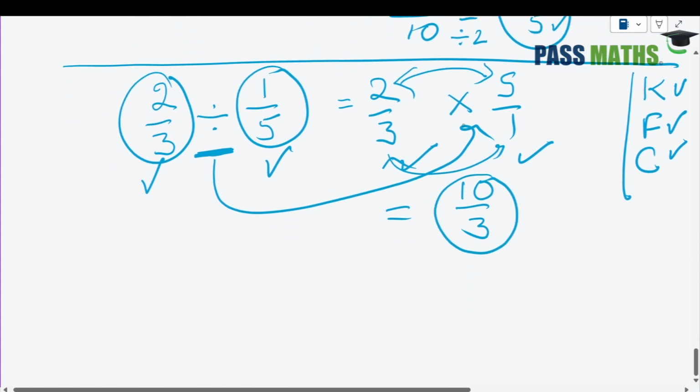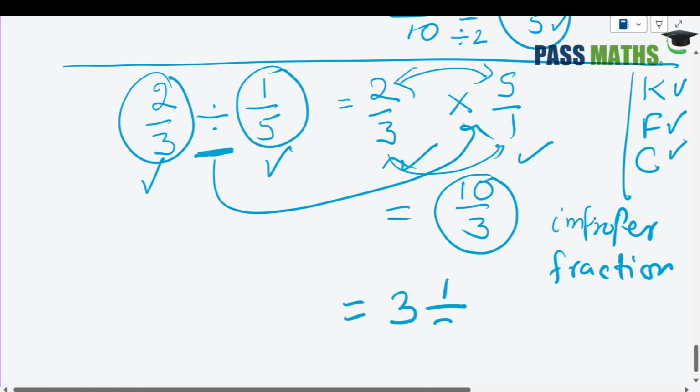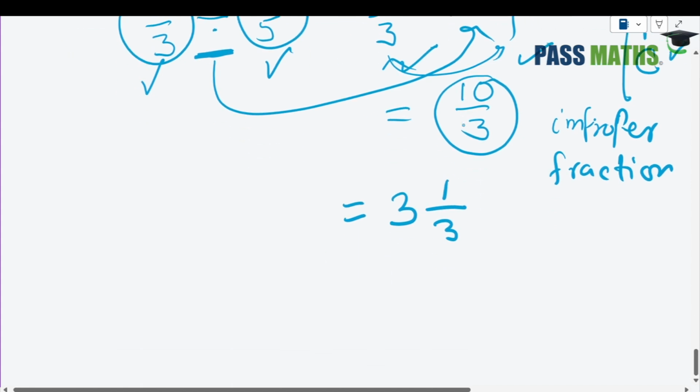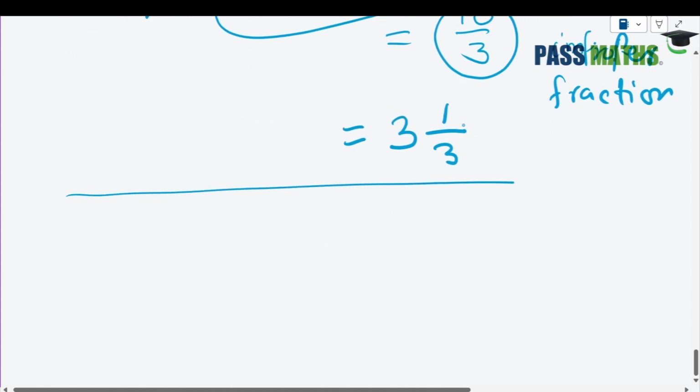Which fraction is this? Improper fraction. So what do we do? We have to convert this into a mixed number. So how many 3s make 10? 3 times 3 is 9, 1 left over to make 10 over 3. So that's your answer, 3 and 1/3.